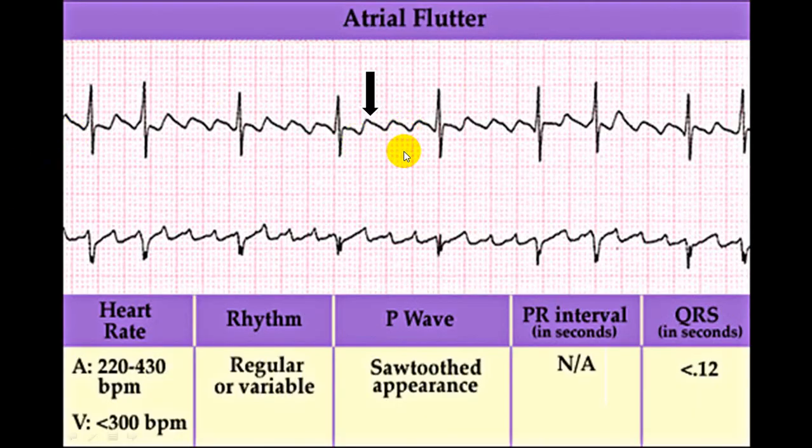Now this is atrial flutter. You can see this sawtooth appearance and atrial rate is nearly 300. Ventricular rate is 75. So this is 4:1. But here you can see the RR interval is different. So this is a variable block. And this is atrial flutter.